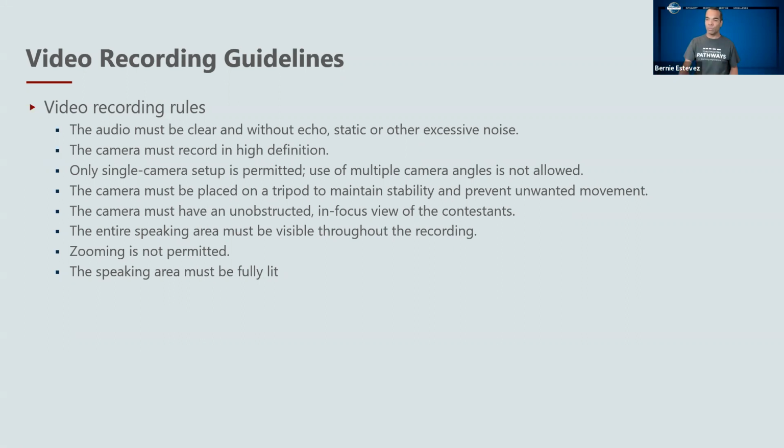A lot of these things are self-explanatory, so I don't really have to add a lot, but let me just read it out loud so that we all know it. Now, the first one is that the audio must be clear and without echo, static or otherwise excessive noise. I kind of already mentioned that earlier. The camera must record in high definition, which I believe is 720p for all the tech folks over here. It's 720p or higher.